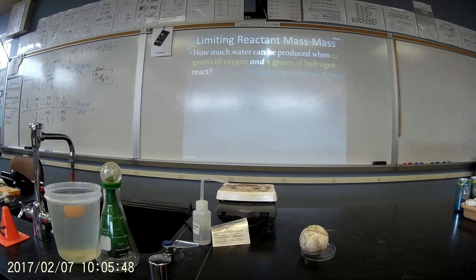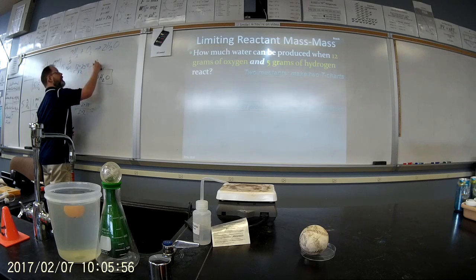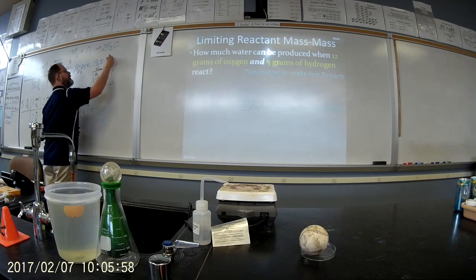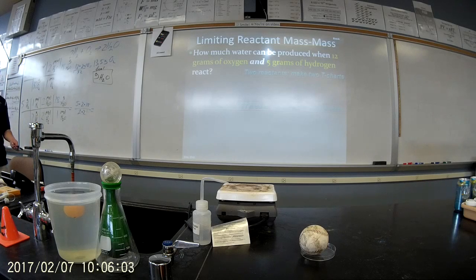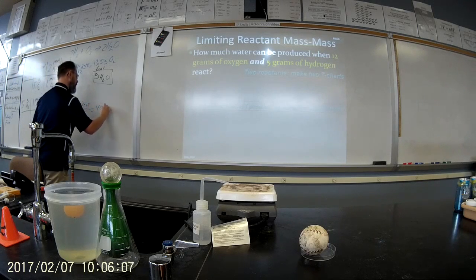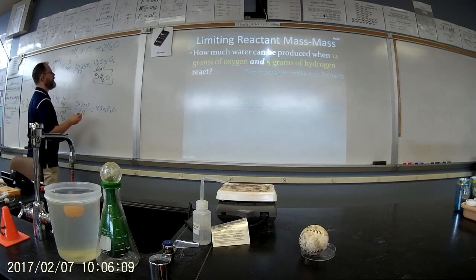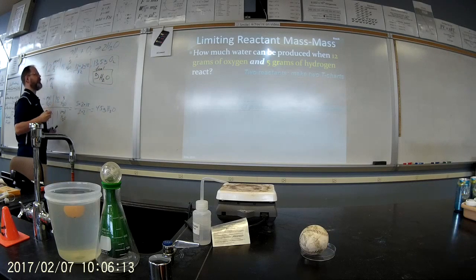Okay, so if oxygen was the limiting reactant, how much water would we make? 13.5. 13.5 grams of oxygen. Okay. And if hydrogen was the limiting reactant, how much would we make? 45 grams. 45 grams of water. So which one's the limiting reactant? Oxygen. Oxygen's the limiting reactant.